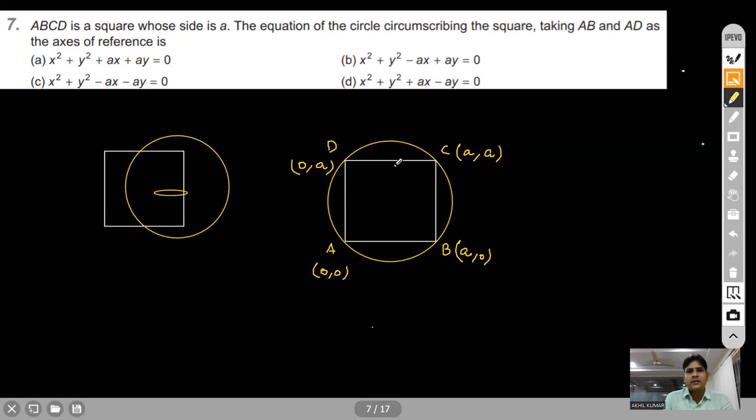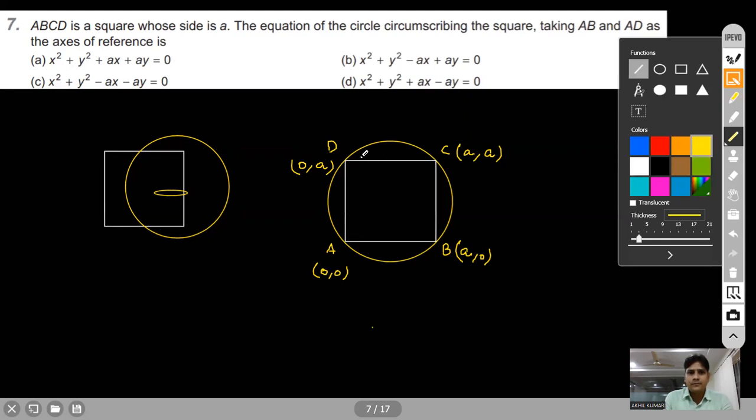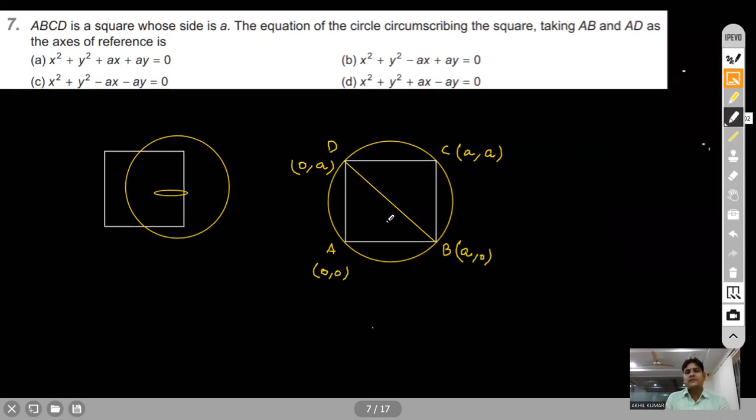So how can we find it? Let me join the line segment BD. So what will BD be? BD will be the diameter of this circle. And we know the coordinates of B and D. So we can write the equation of the circle in diametric form as (x minus x1)(x minus x2) plus (y minus y1)(y minus y2) is equal to 0.